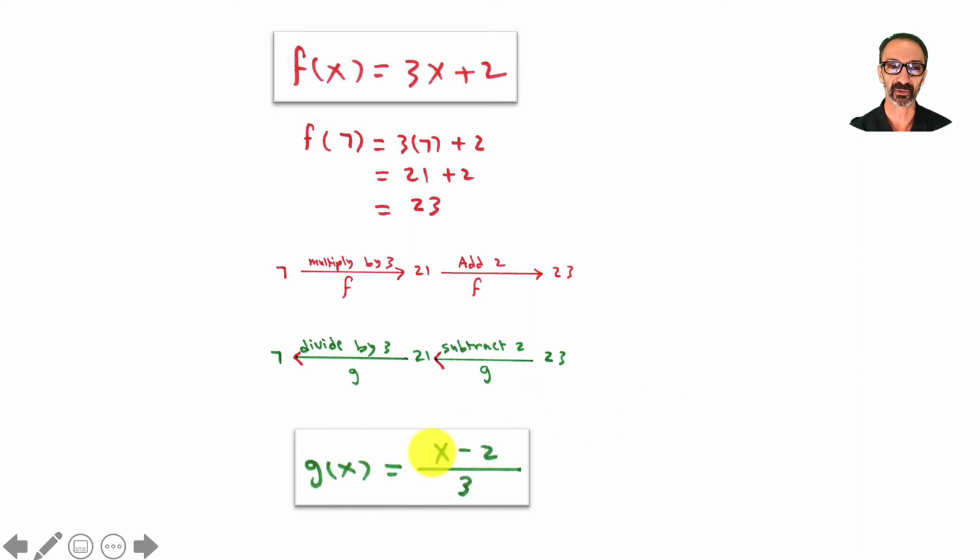So g of x equals x minus 2, divided by 3. You subtract 2 first. Then whatever you get out of that, the whole thing, you divide by 3 and you should be fine. Not every single problem is going to be that clear, and not every single student will like this method, which you might call a shortcut. Let's do it in steps.